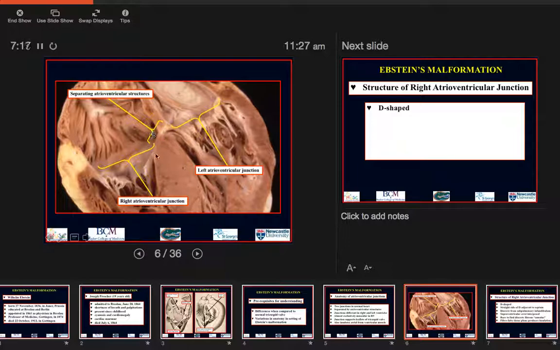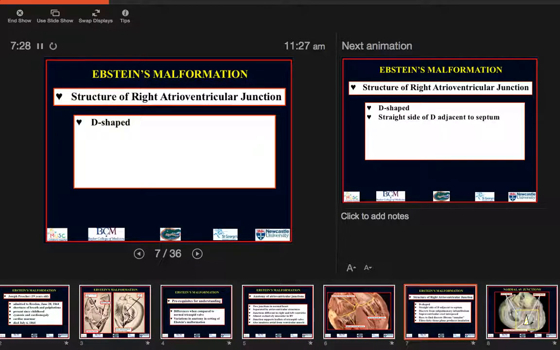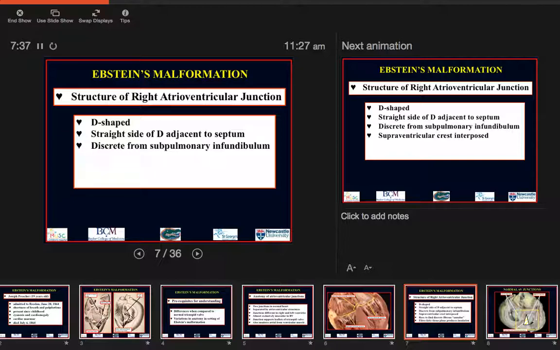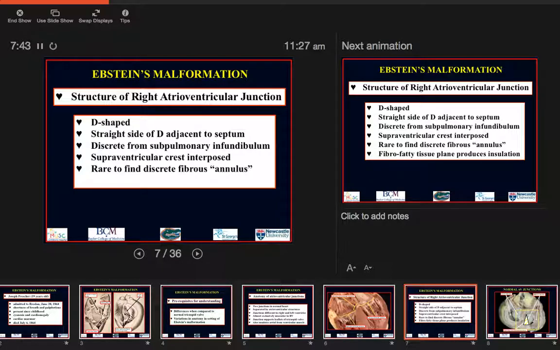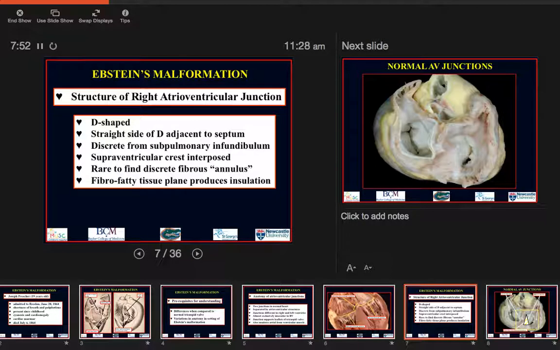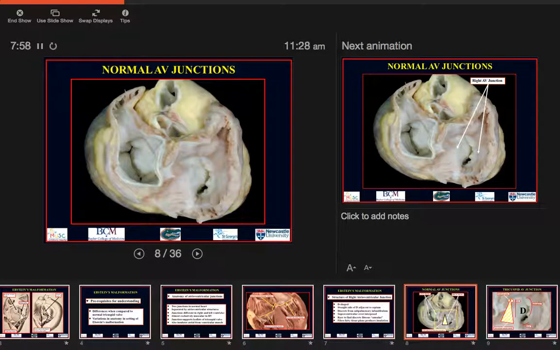And those separating structures are going to be very important when we discuss the conduction system, because the separating structures essentially relate to the triangle of Koch. So if I summarize what I've shown you, the right atrioventricular junction is D-shaped, the straight side is adjacent to the septum, it is discrete from the subpulmonary infundibulum with the supraventricular crest in between. I should emphasize that although oftentimes you'll see rings of fibrous tissue described, this is very rare, in most instances it's only the fibro-fatty tissue plane that produces the insulation.